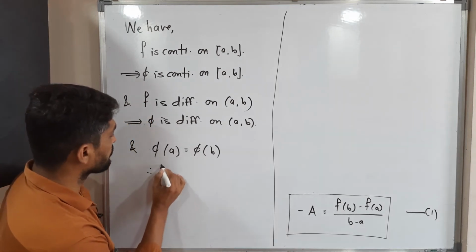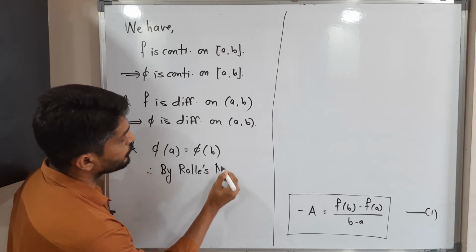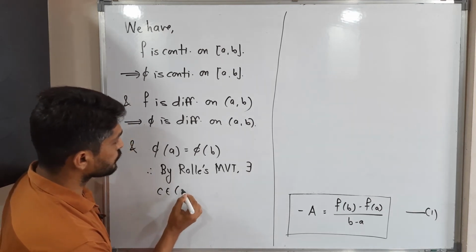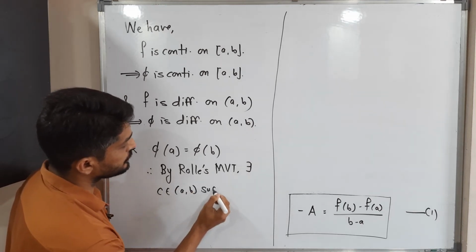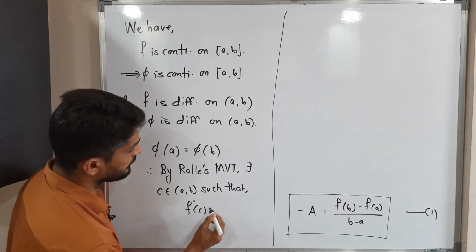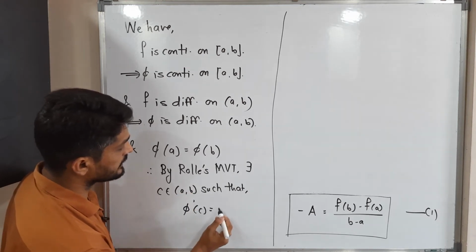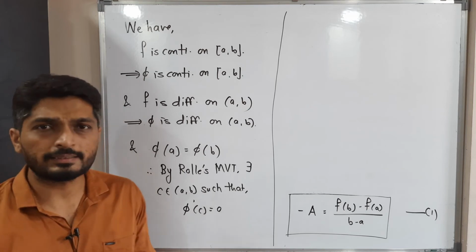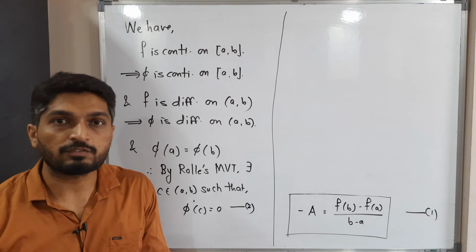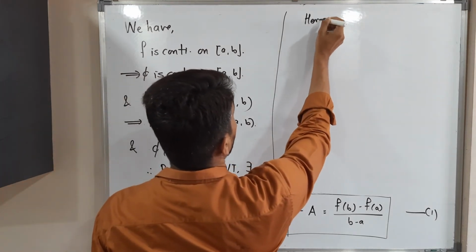So therefore, by Rolle's theorem, what can we write? There exists c belonging to open interval AB such that phi dash of c is equal to 0. I should write phi here instead of f. I simply use Rolle's theorem. Let me call it as 2. But still we don't know what is phi dash of x. So let us find. So here, what is our phi? Let me write it first.